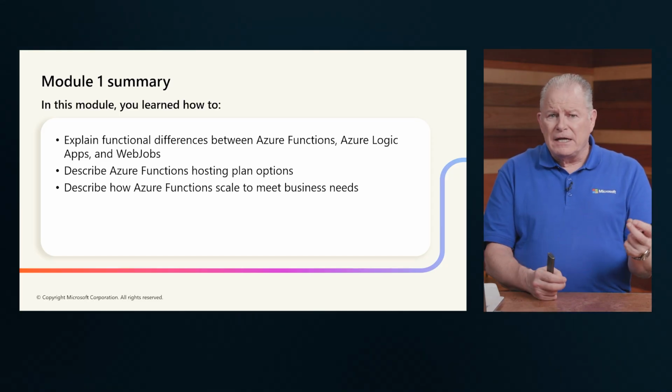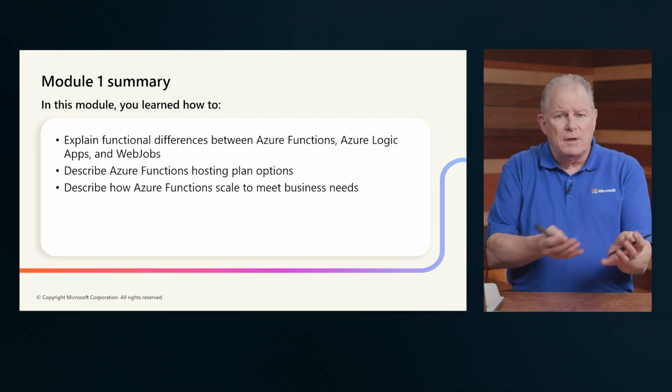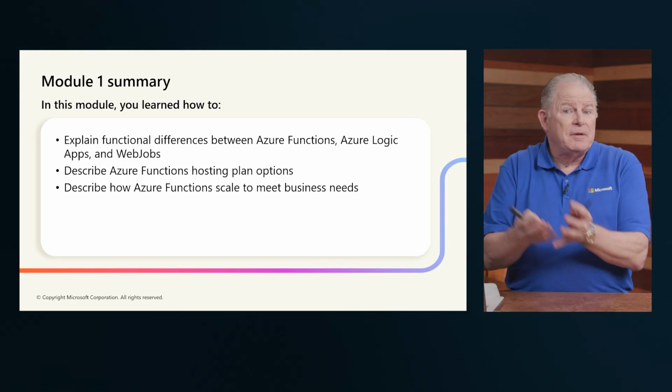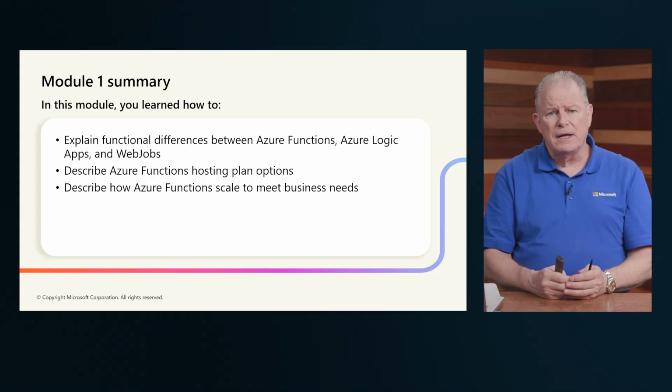An input binding says I need to get information from a number of different sources. I can pull all that input value in, do something with it, and maybe I need to put that information into one or more locations. That's going to be your output bindings.